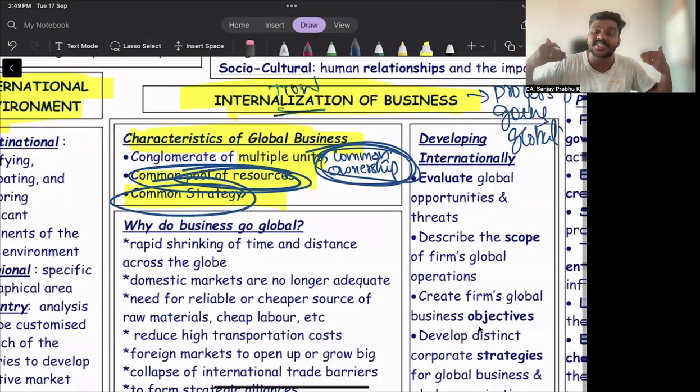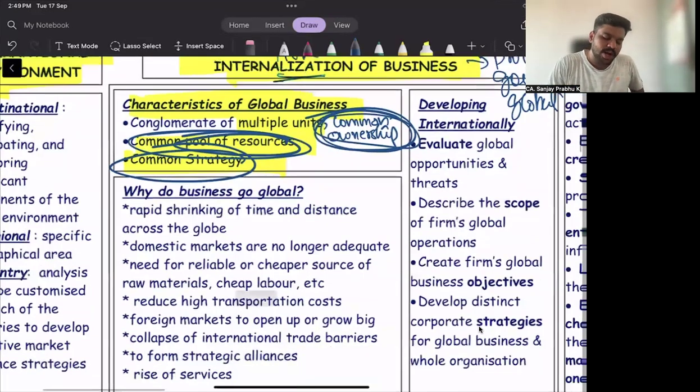So common strategy means even though the business is expanded to different parts of the world, all of these businesses are sharing a common strategy. Common pool of resources means there will be one parent company which will share the resources with companies in different parts of the world. Then conglomerate means a wide variety of different types of business, but all of them are shared by common ownership. Reliance, for example, has multiple businesses, but all of them have a common ownership.